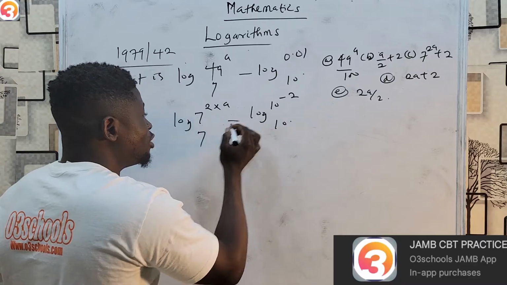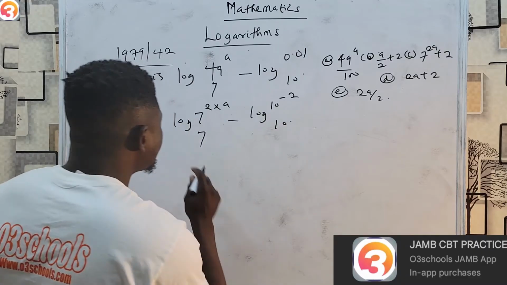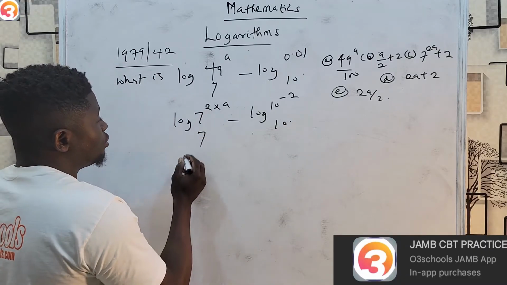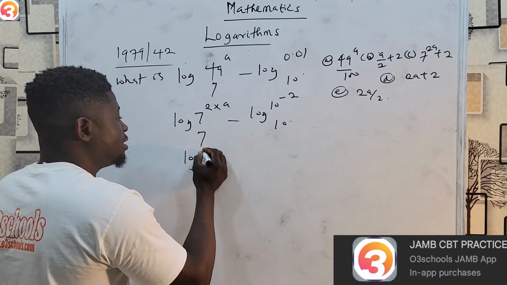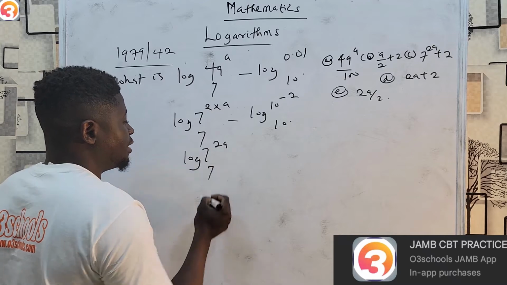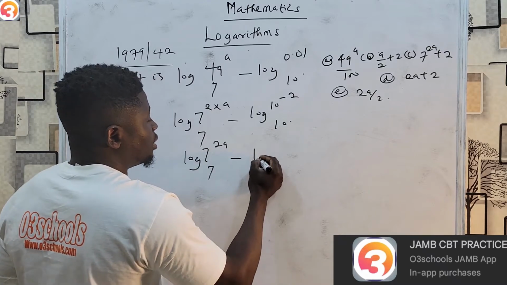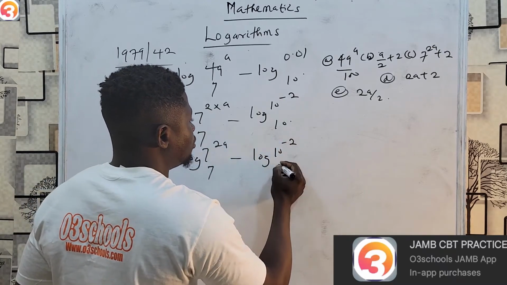So minus times minus will be plus. So be very careful. Now we're having what? 2 times a is what? So I'm going to have logarithm of what? 7 raised by 2a base 7 minus logarithm of what? 10 raised by minus 2 base 10.